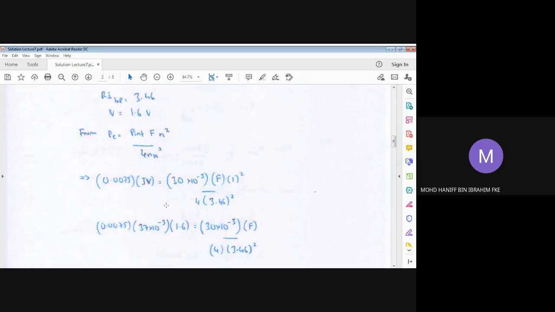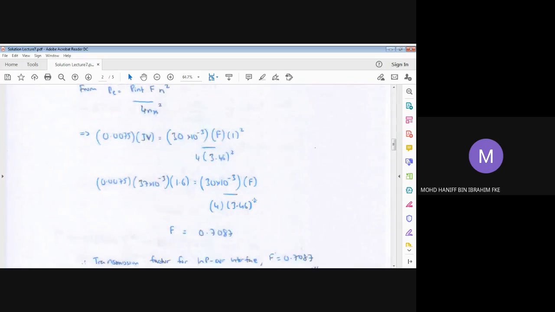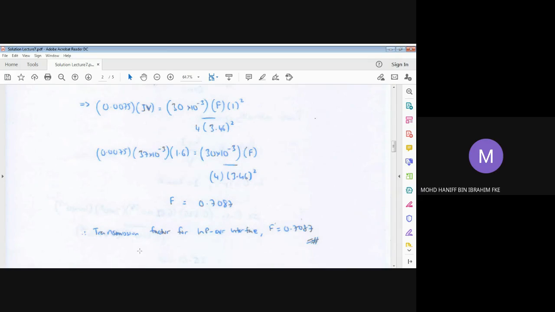Okay, so we substitute I and V straight away. I is 37 milliwatt, V is 1.6 volt. So in the end we can find F, the transmission factor, is 0.7087. This means that the transmission factor for the indium phosphide and air interface is 0.7087.